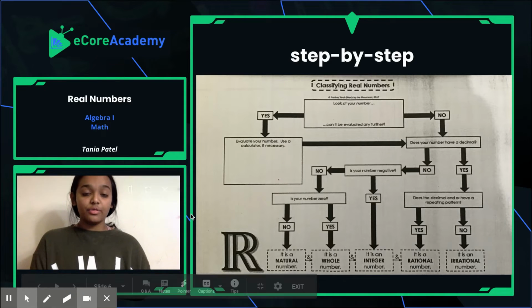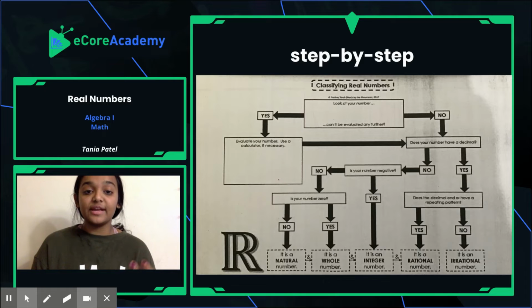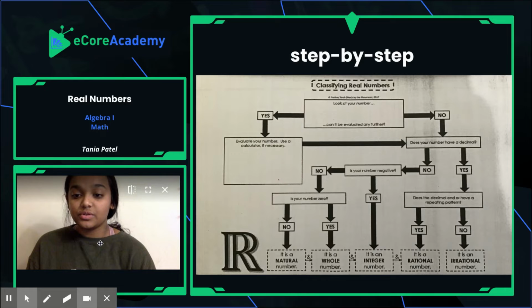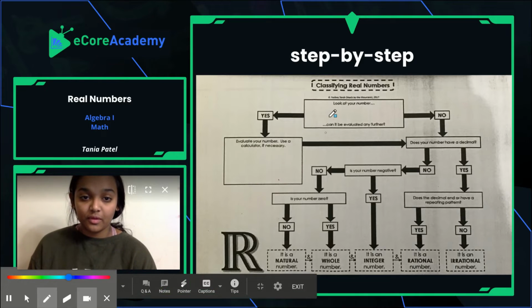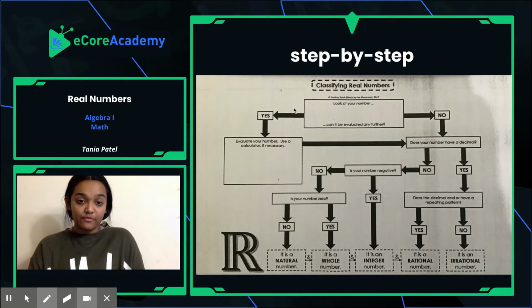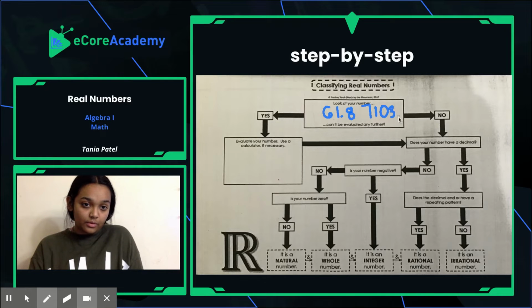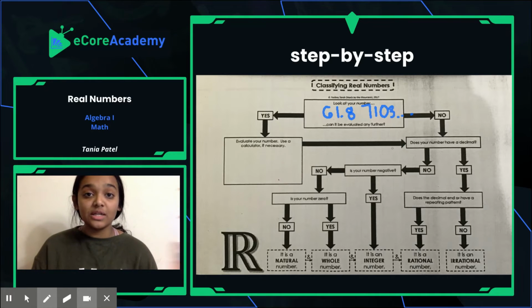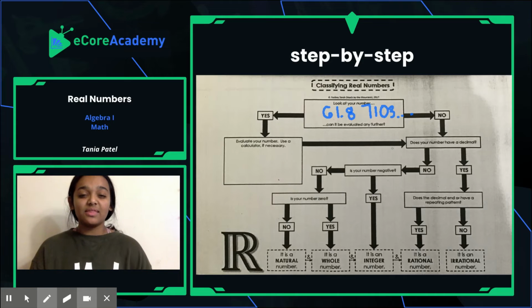So now we have our third example that we are going to work with in this chart. All right, so the number that we're going to deal with for the third example is 61 point, please mind my handwriting, 87103... which indicates that it's gonna continue on. It's a non-terminating number.